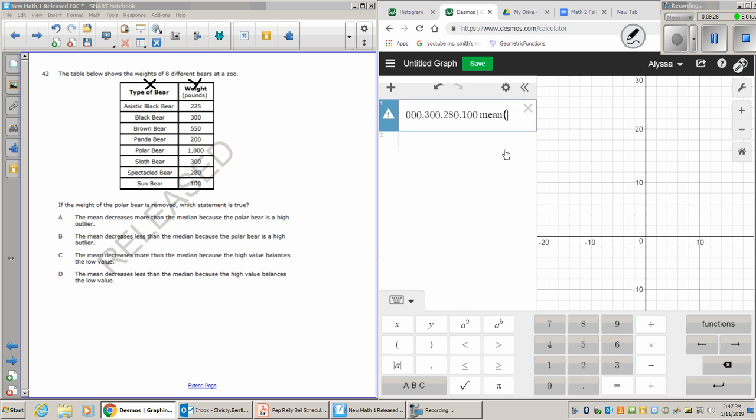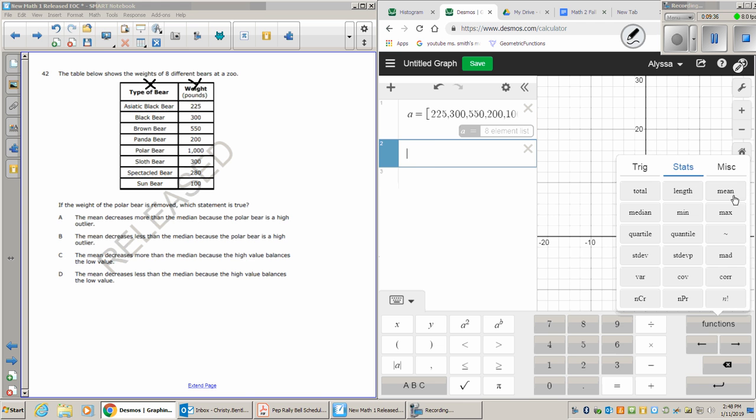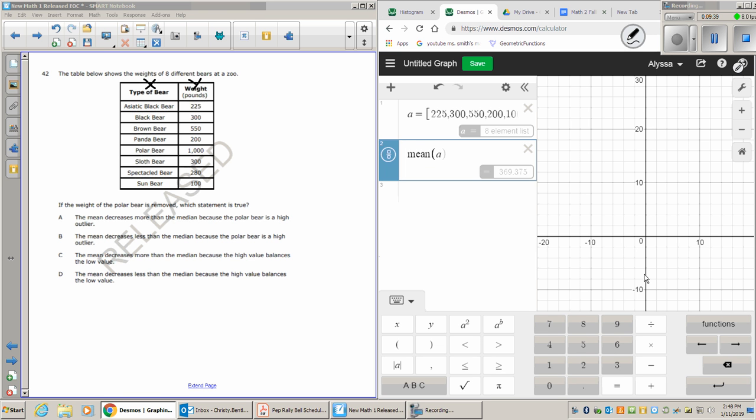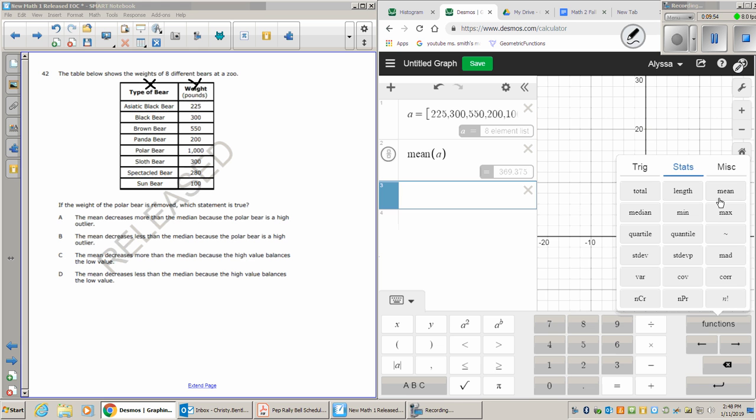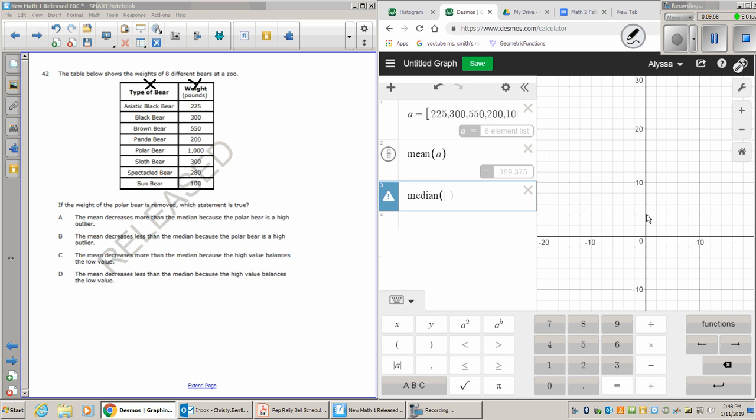Oops, I made that mistake of not going down to a new line. So hold on, let me delete that. Going to the second line in Desmos. Let's try this again. I'm going to functions, stats, mean, and we're wanting to calculate the mean of list A. So right now the average weight is 369.375. Okay, we're going to go down to line 3, back to functions, back to stats, and now we're calculating the median of list A. And the median is 290 pounds.